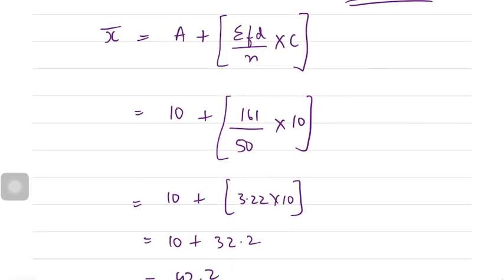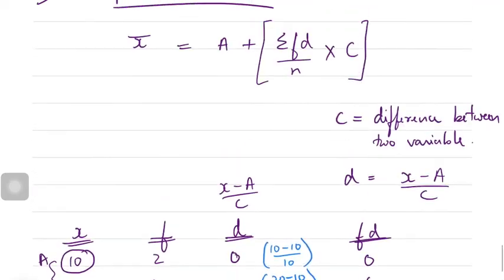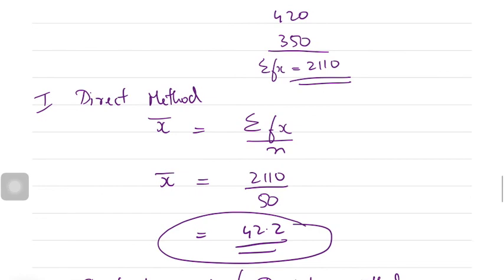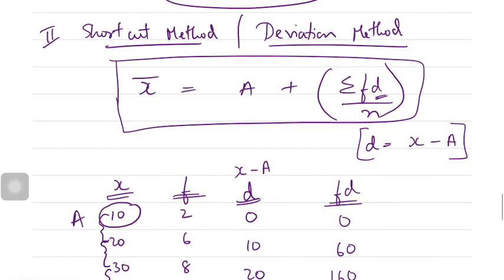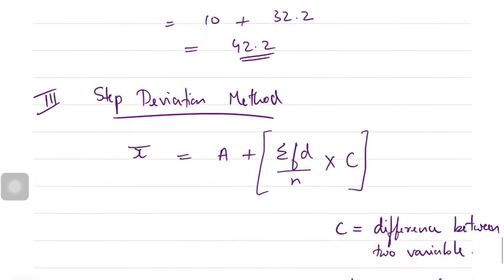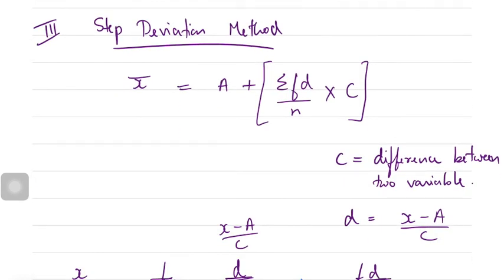There are three formulas. In direct method, the formula is x bar is equal to summation fx upon n. In shortcut method, the formula is x bar is equal to a plus summation fd upon n, where d is equal to x minus a. And for step deviation method, x bar is equal to a plus summation fd upon n into c, where c is the difference between two variables. You can use this method only if the difference between two variables is the same throughout the problem, and d is x minus a divided by c.